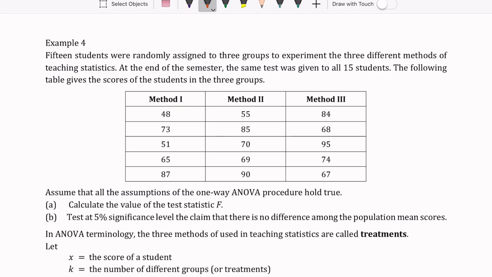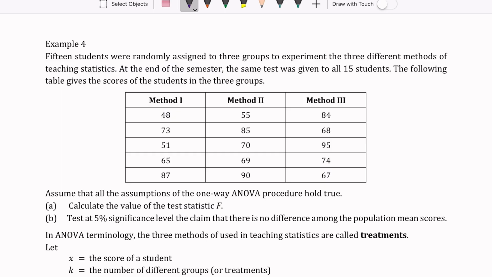Let's look at example 4. 15 students were randomly assigned to 3 groups to experiment the 3 different methods of teaching statistics. At the end of the semester, the same test was given to all 15 students. The following table gives the scores of the students in these 3 groups.